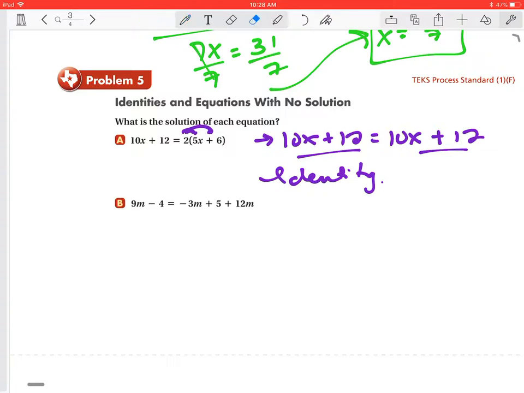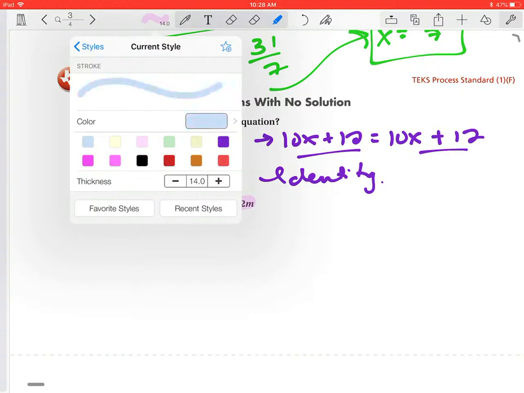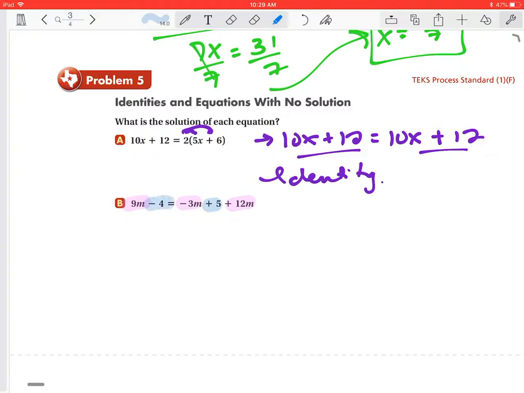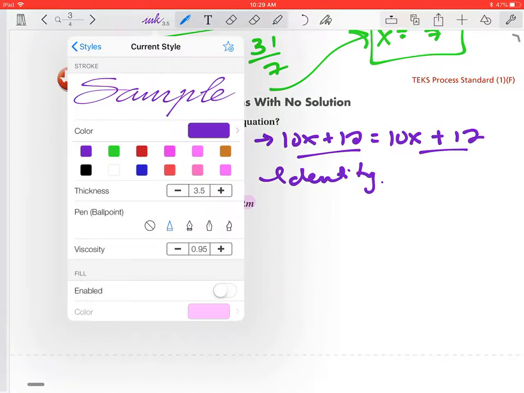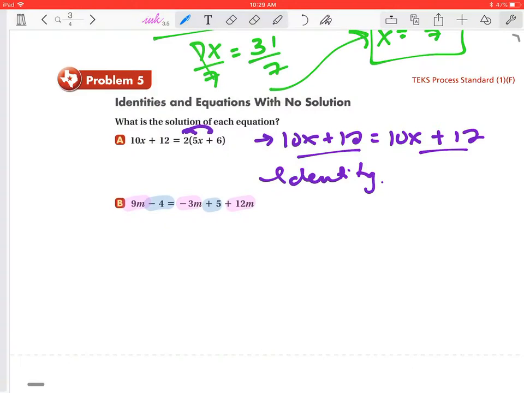Problem number B. So let's go ahead and combine any like terms that we see. We have negative 3m here, positive 12m there. We have 9m. Those are all our variables. We have 5 and negative 4 as our constants. Again, I'm going to handle all the variables first. So we have 9m minus 4 is equal to negative 3m, and 12m will become positive 9m plus 5.